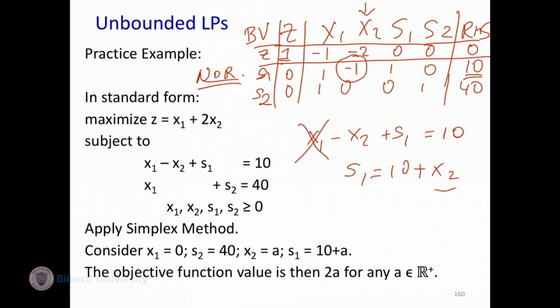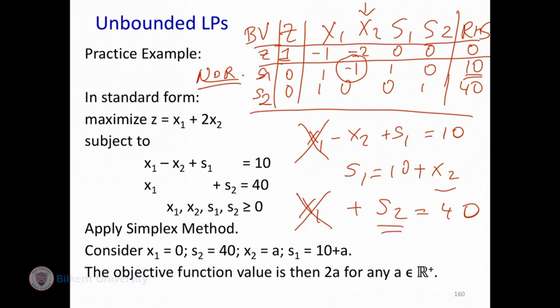If it's negative or 0, that means that there is no finite bound coming in the ratio test. Does it make sense? Same thing for the second equation. The second equation tells you that you have x1, x2 does not appear there, plus s2 equals 40. x1 is going to remain at 0. S2, no matter how high your entering x2 variable is, is going to stay at 40. So in other words, you can change x2 indefinitely without leaving the feasible region.